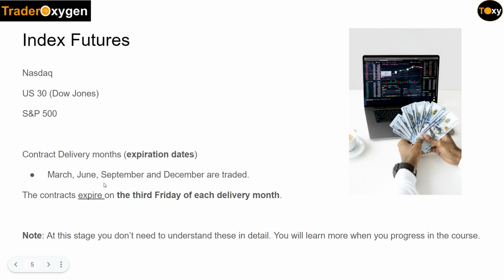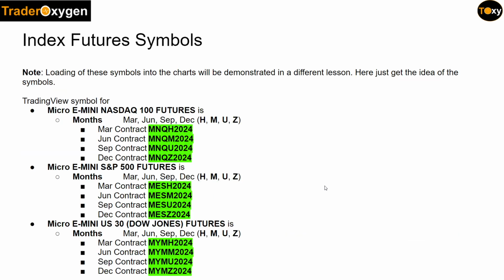Now, even though you change contracts, the price action, the analysis and the concepts are the same. At this stage, you don't need to understand all of this in detail. You will learn more as you progress in this course. So for now, everything we are telling you in this first section, just take it as an overall introduction. Okay, let's see what's next.